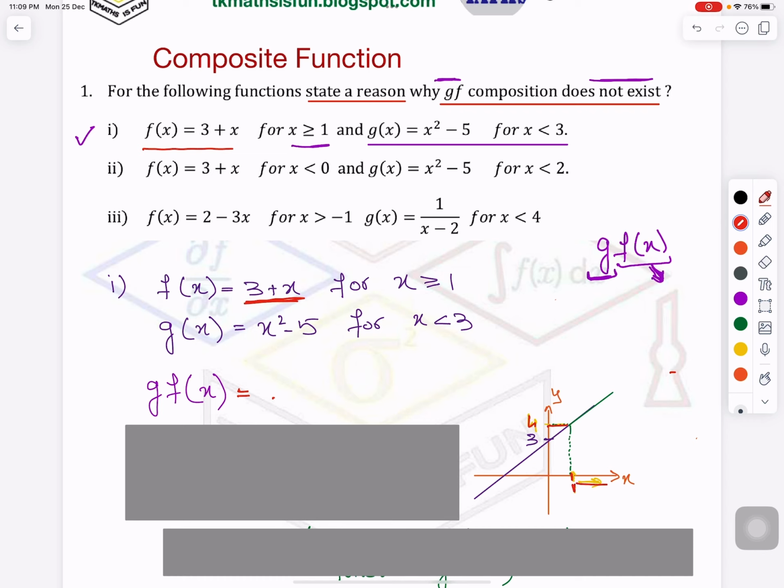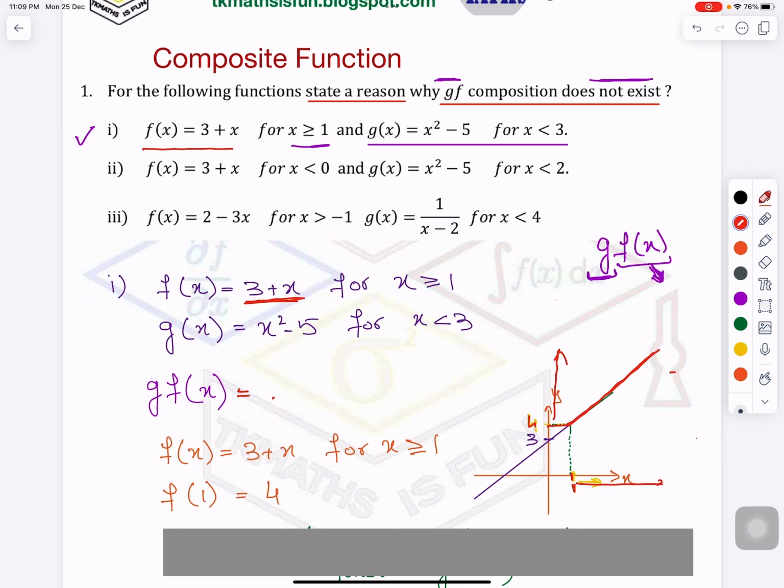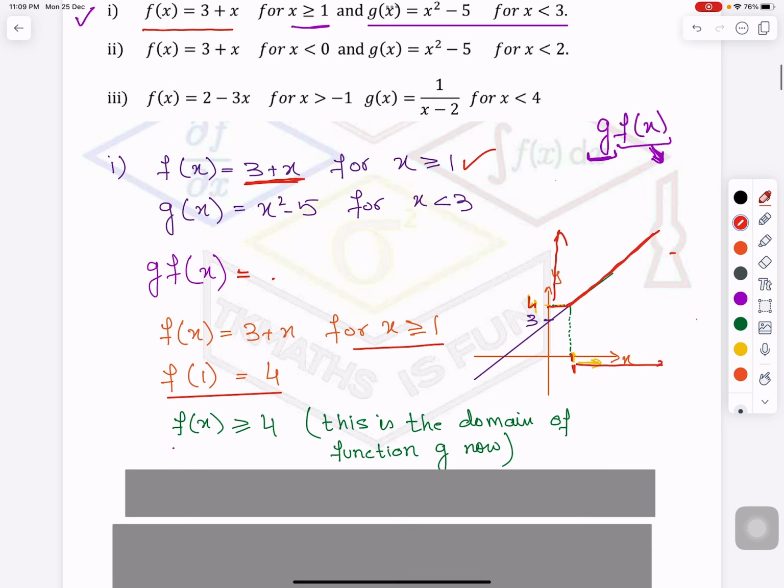It means if x is greater than 1, the values of y will be greater than 4, which are on this part of the graph. So how do we write it? We say for x greater than or equal to 1, the range is greater than or equal to 4. For inequality, it will be greater than or equal to 4.